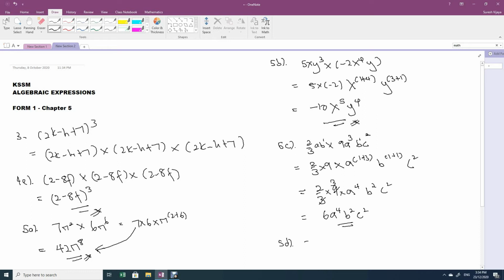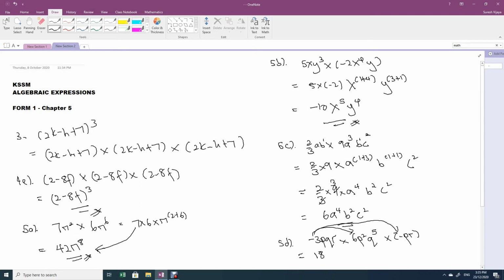Okay, 5d, the question will be negative 3pqr times 6p to the power of 2 q to the power of 5, then we have times negative pr. So, it's normal, times the numbers first. We have 3 times 6 times negative 1. That will be positive 18, because negative times negative will be positive.